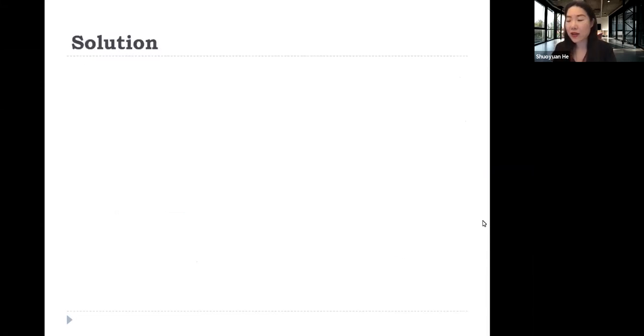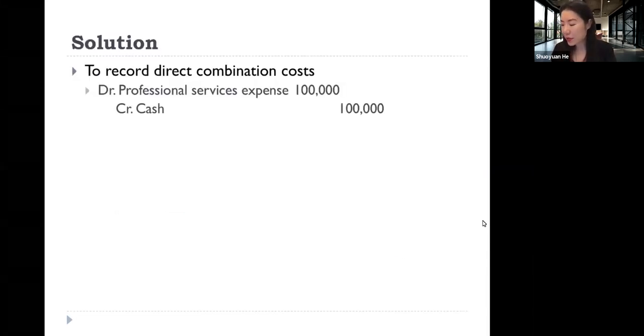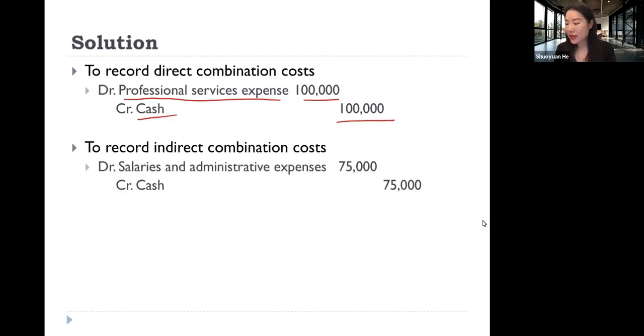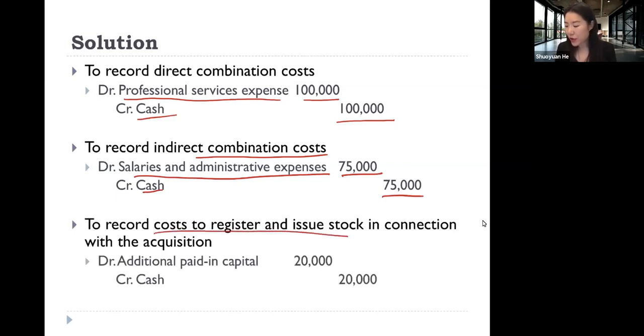Accounting and attorney fees: the journal entry is to debit professional service expense for $100,000, credit cash for $100,000. And the second one, the indirect combination cost, we will debit salary and administrative expense for $75,000, credit cash $75,000. The last one, to record the cost to register and issue stock, we debit additional paid-in capital $20,000, credit cash $20,000.